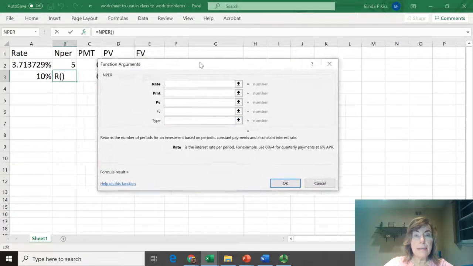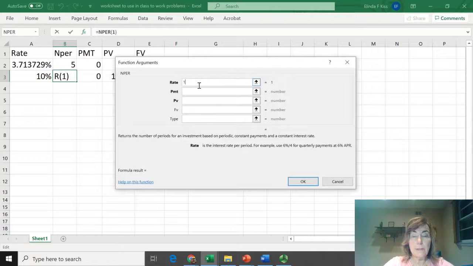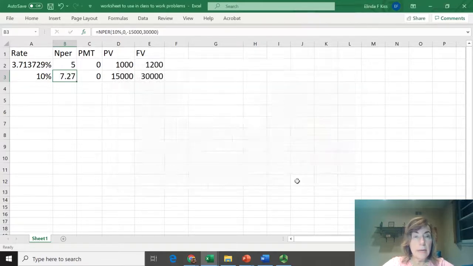And again, my rate here is 10%. I could either put in 10% or I could put in 0.1. Payment 0, present value. And again, if I didn't put in negative, I would have an opposite problem, minus 15,000. And I want to grow to 30,000. And I click OK, and it gave me 7.27. It gives me 2 places after the decimal as the default here.